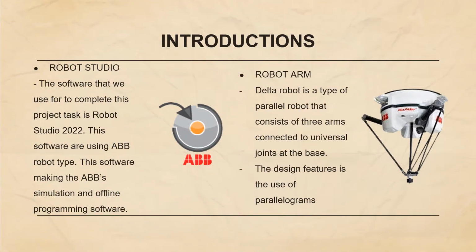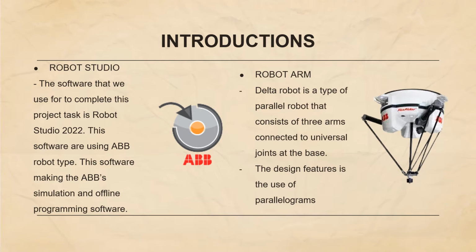Introduction: Robot Studio. The software that we use to complete this project task is Robot Studio 2022. This software uses the ABB robot type. This software is an ABB simulation and offline programming software.